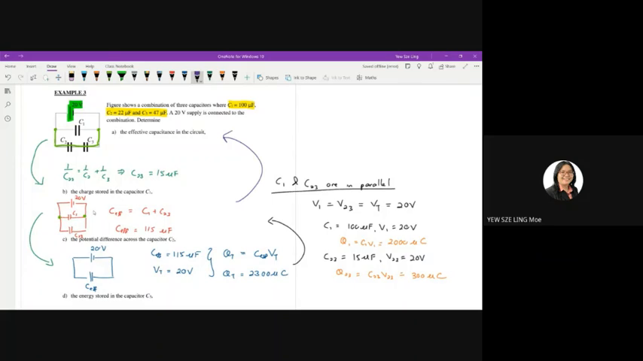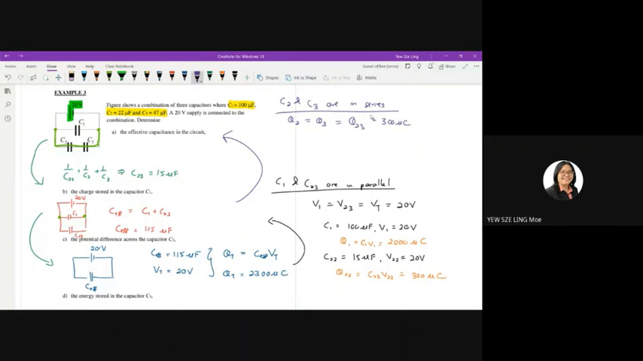So from here to here, the change between these two diagrams is C2 and C3. C2 and C3 are in series. When they are in series, what does it mean? It means Q2 equals Q3. When you combine these two together, they become Q23, and we do have Q23, which is equal to 300 microcoulomb. That is the information that we have.